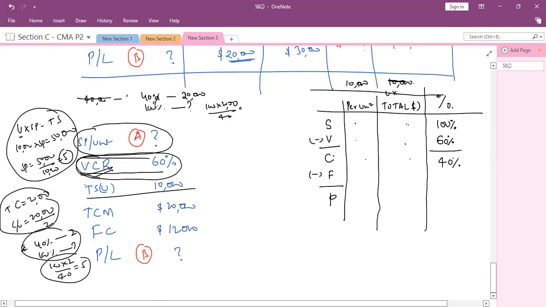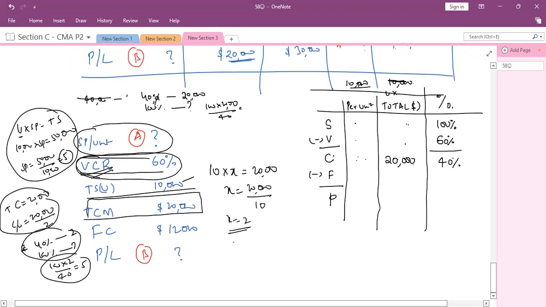Now what is given? Total sales units given, I have written on the top. Total contribution margin is given, $20,000. So where should I write? Here or in the middle? Total dollar, so 20,000 it is. Then per unit is how much? This into this is 20,000. 10,000 into something is equal to 20,000, then X is equal to how much? 2. So this is 2. When 40% is 2, 100% is how much?